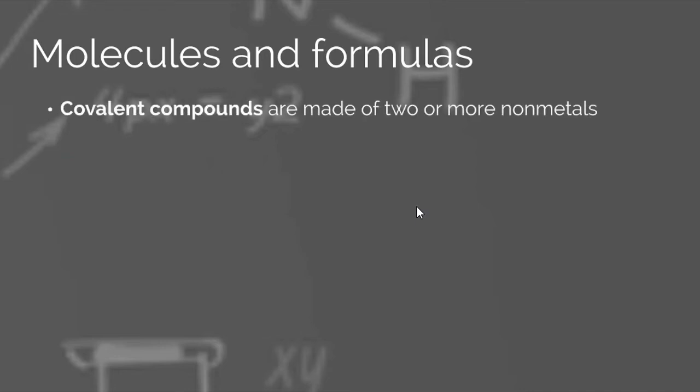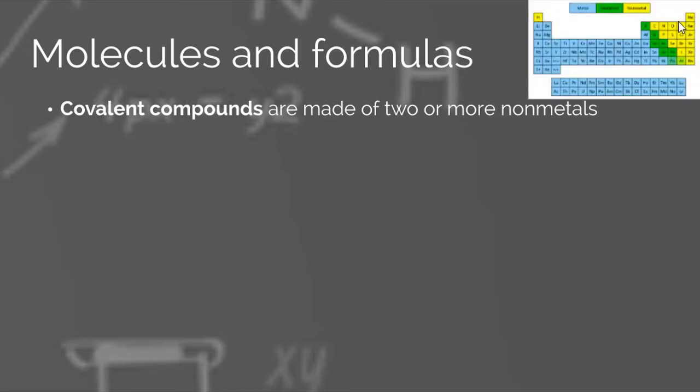So let's take a moment and just briefly review what a covalent compound is, because in this section we're dealing only with covalent compounds. We're leaving the ionic compounds for a different day. So let's go ahead and review that a little bit. The covalent compounds, remember, these are compounds that are made of two or more nonmetals.